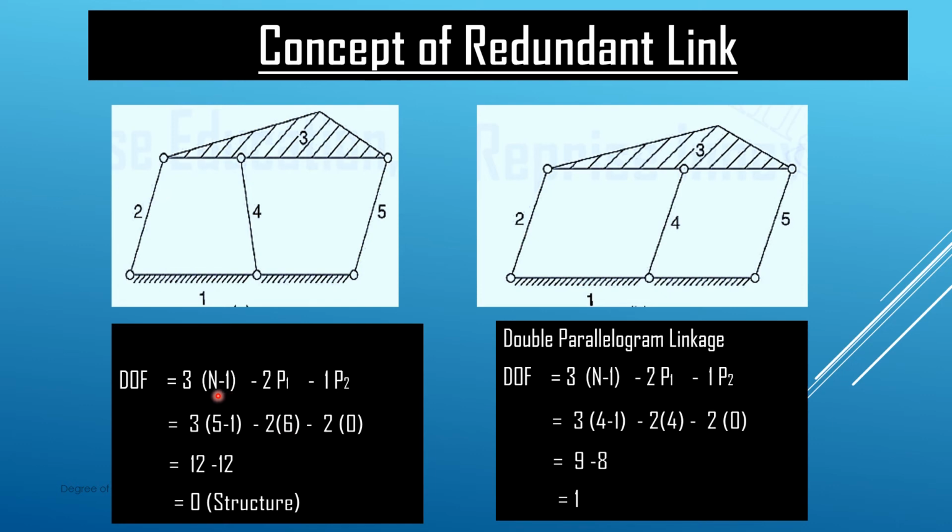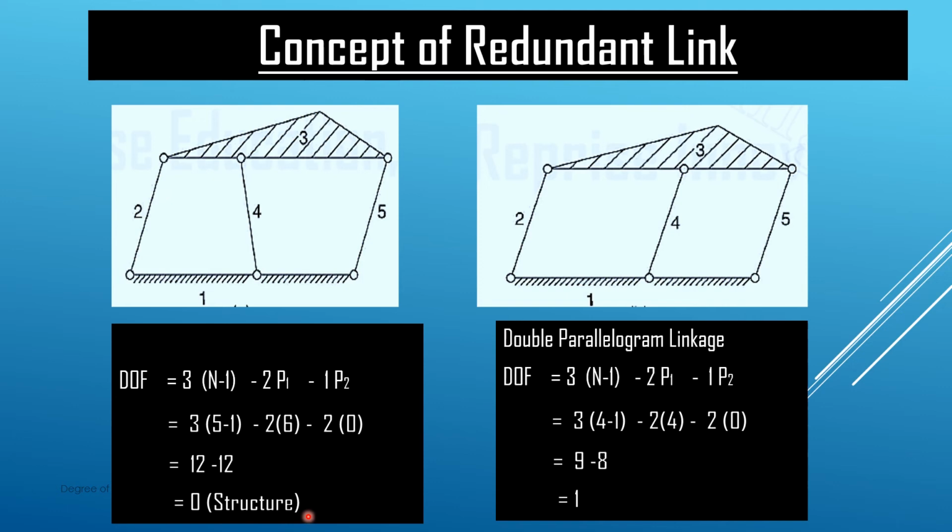The number of linkages here is 5. So we apply the formula: 3 into 5 minus 1, minus 2 into 6, minus 2 into 0 because there is no P2 pair. So 12 minus 12, total 0. So the degree of freedom of this first figure is 0. And that we normally call a structure, meaning it does not have any mobility basically. This is the meaning of this.